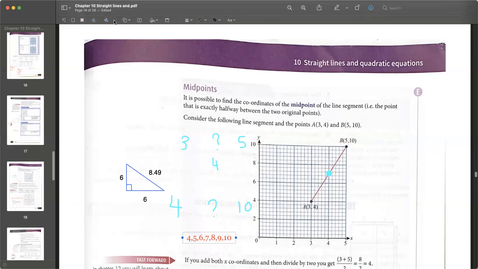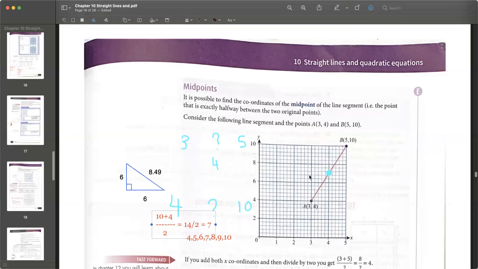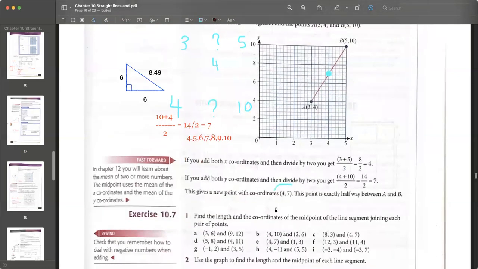But since we're doing mathematics, what we need to do is take 10 plus 4, then the whole thing divided by 2. Then we will get our answer. So we get 14 divided by 2, which equals 7. So this is your midpoint for your y. Then we will get our coordinate. So x midpoint is 4, y midpoint is 7. So this is the coordinate. The midpoint will be 4, 7. It's just that simple.